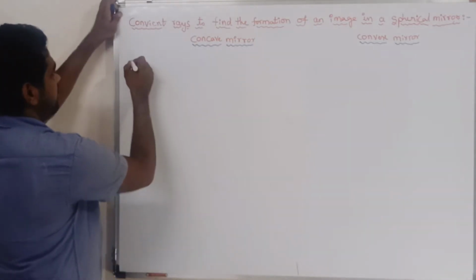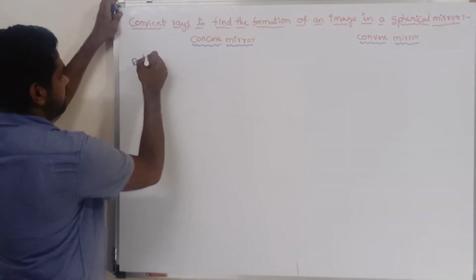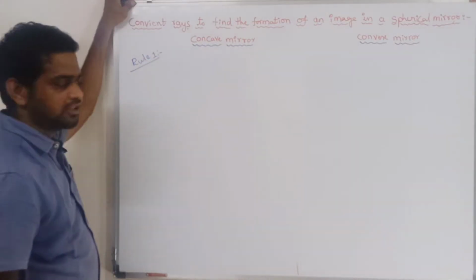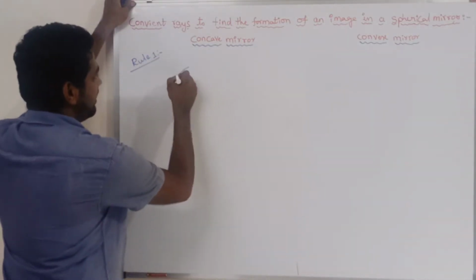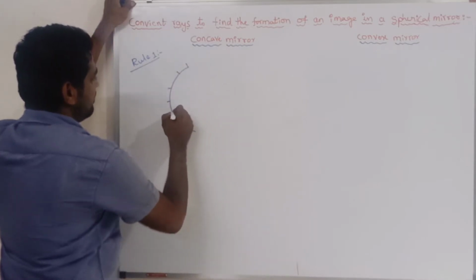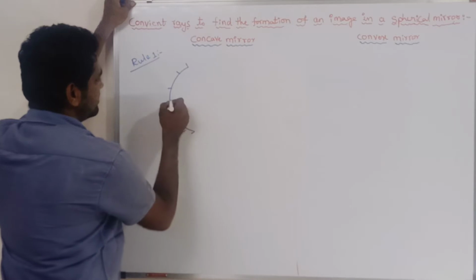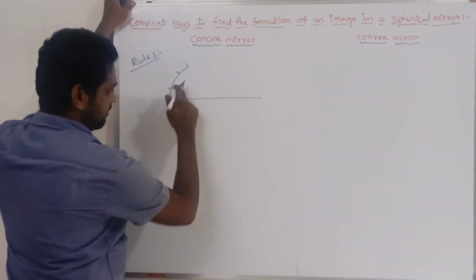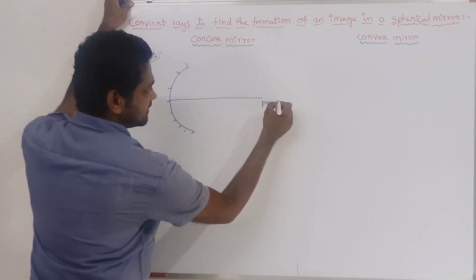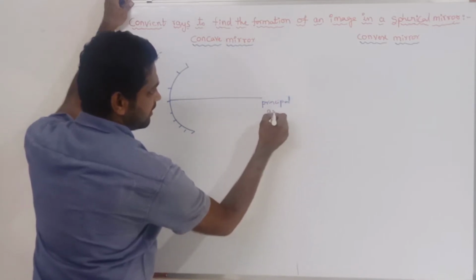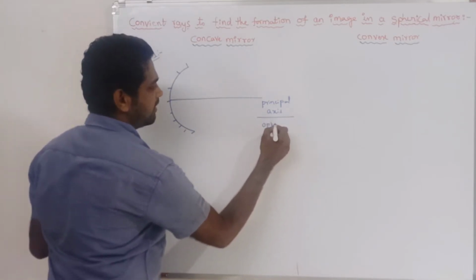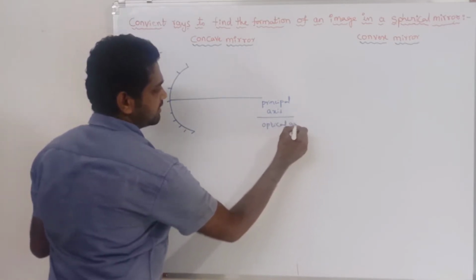Coming to rule 1. In rule 1, the ray will be parallel to the principal axis. So now I have taken a concave mirror. A concave mirror consists of a reflecting surface inverted, like what I have shown you, and this will be the principal axis. We know the principal axis is also called the optical axis.